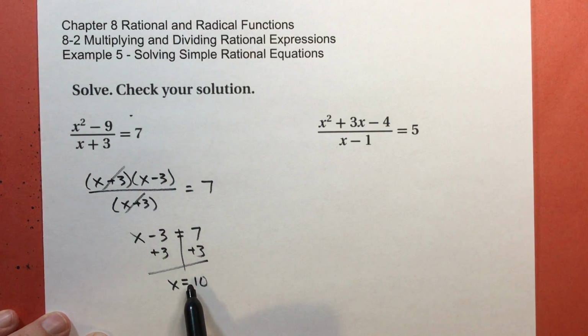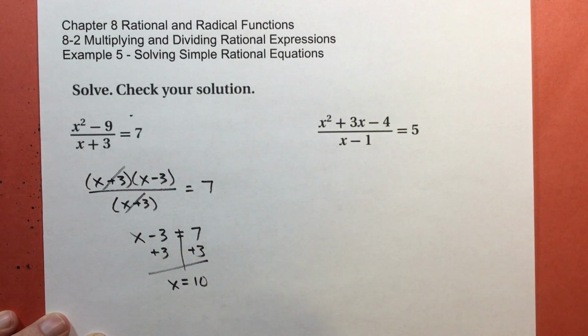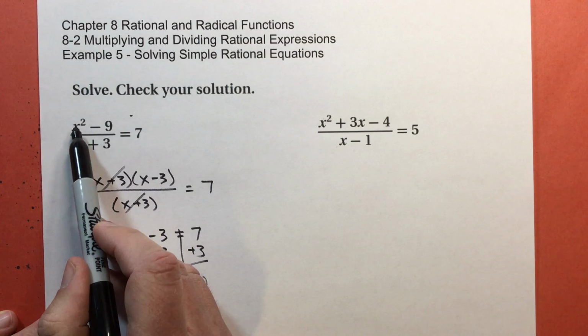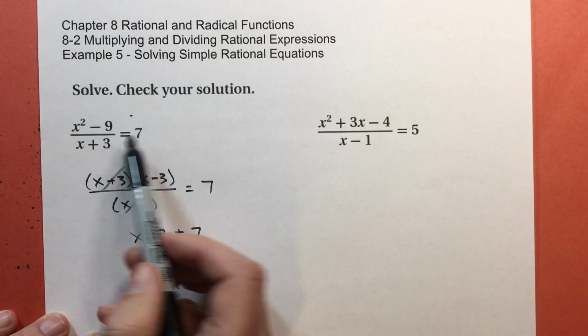And the main idea is this. 10 plus 3 is 13. Okay, so that works. So you can check the rest of it. 10 to the second power is 100. 100 minus 9 is 81. 81 divided by 13 does equal 7.